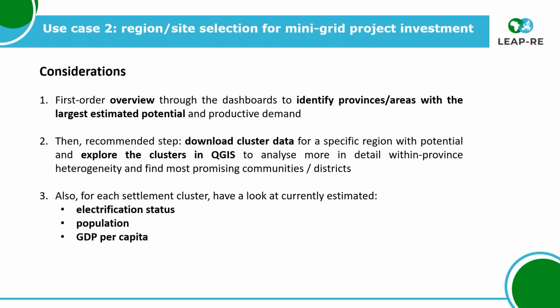So altogether, this type of analysis allows us to get a first-order overview to identify provinces and areas with the largest estimated potential for mini-grid PV and productive demand. However, a planner might also be interested in then looking at what's happening within some of these regions that she or he identified as the most promising regions.